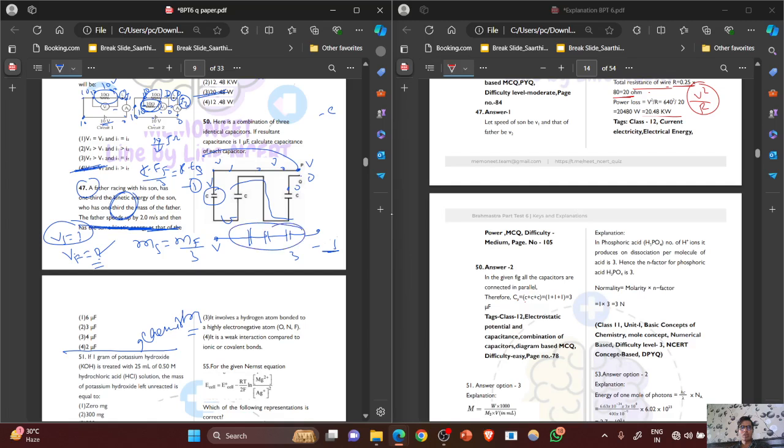All are in series, so there will be 1 by C1 plus 1 by C2 plus 1 by C3. So your equivalent C will be C by N. So the equivalent C is 1, so each will be 3 microfarads. So the second option is the correct answer. They have done it wrongly.